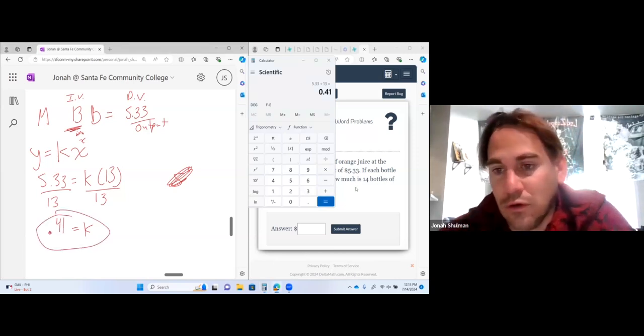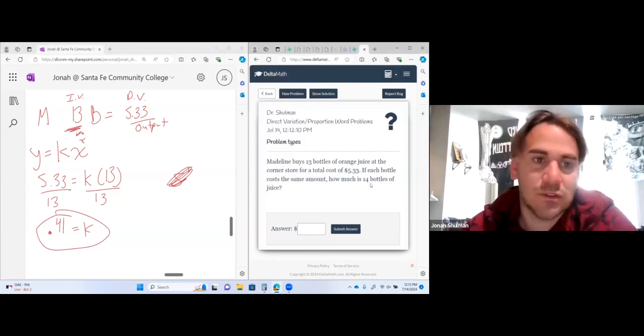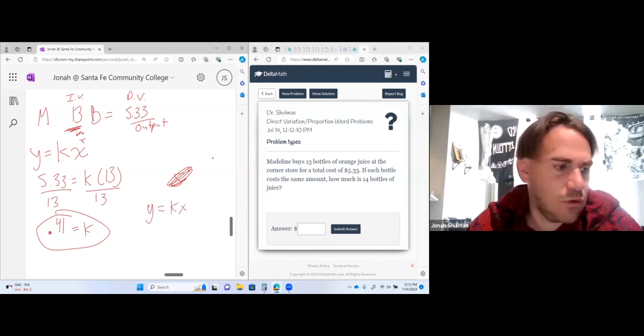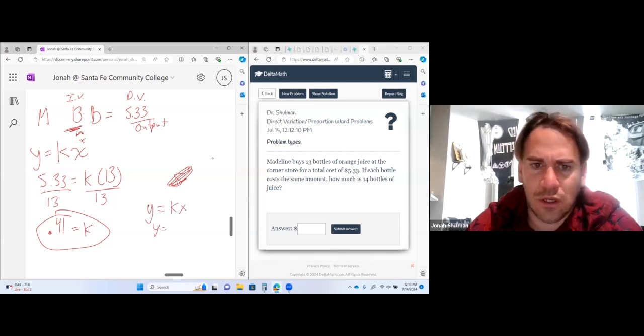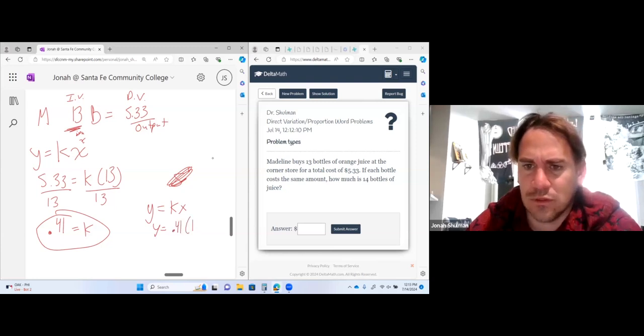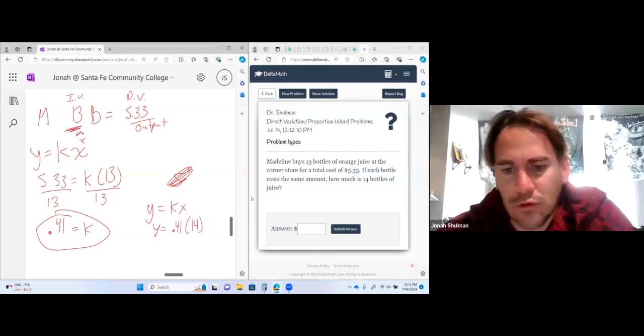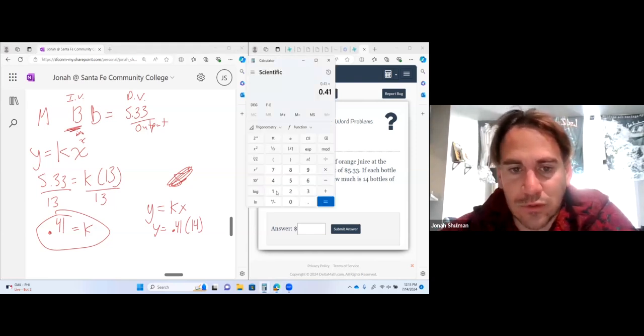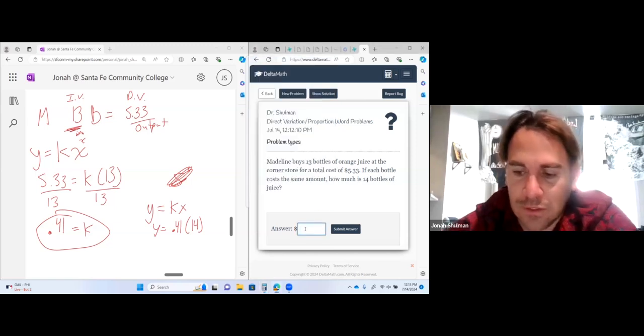So we want to know how much is 14 bottles of the same juice. Now, Y equals K times X. Y equals 0.41, that's our constant, times 14. So we can do 41 times 14 or just 0.41 times 14. And we know it's $5.74.